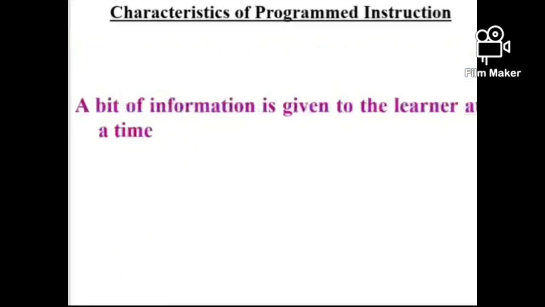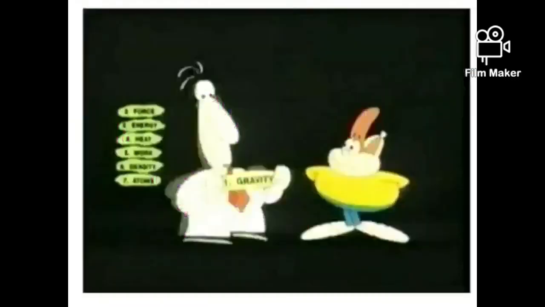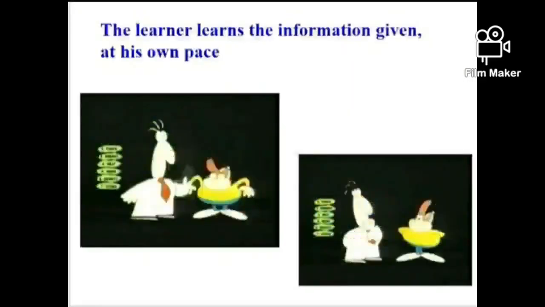Now the fourth characteristic. A bit of information is given to the learner at a time. Here you can see among the 7 segments of knowledge, the first bit of information, that is gravity, is taken. The first bit of information, gravity, alone is given to the learner to study. The learner learns the information given at his own pace. That means there may be quick and slow learners in a class, but each one can progress at one's own speed.